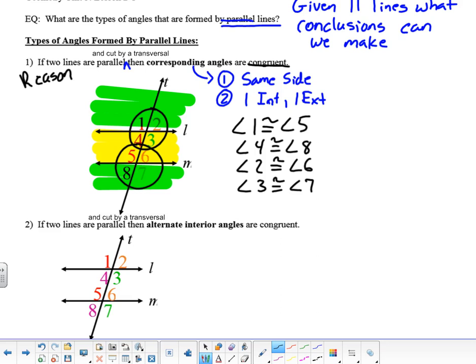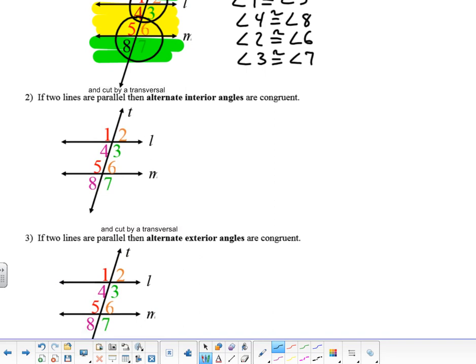Moving along. If two lines are parallel and cut by a transversal, then alternate interior angles are congruent. Let's review what alternate interior angles are. Alternate means that they are on opposite sides of the transversal. Interior means that they both have to be interior angles. And what are they? They're congruent. So let's look at that.